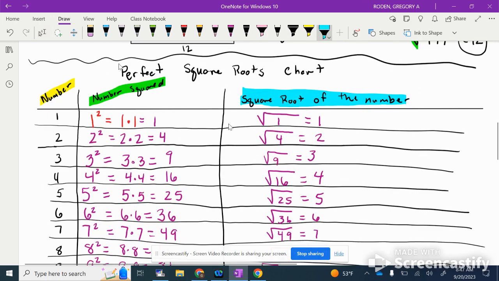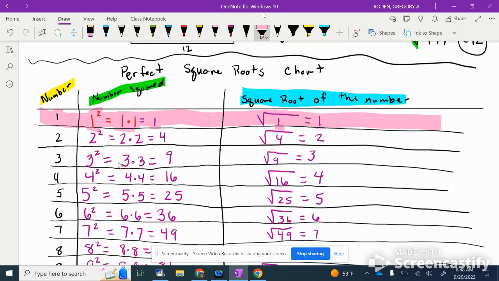All right, so the first number we have is the number 1. You're going to write the number 1, and 1 squared is equal to 1 times 1, and 1 times 1 equals 1. You guys see that? So working backwards, the square root of 1 equals 1. So that's the first thing you want to have in your chart. Make sure you have this row that I just highlighted right there.